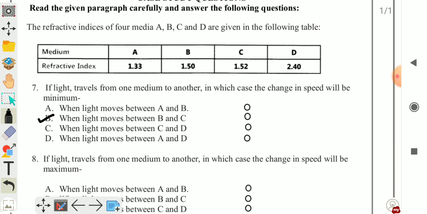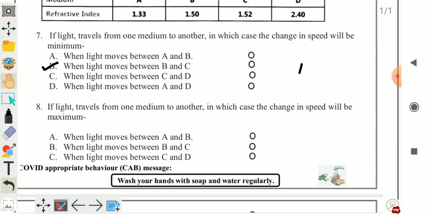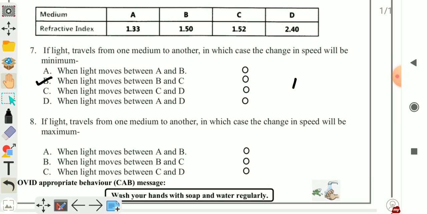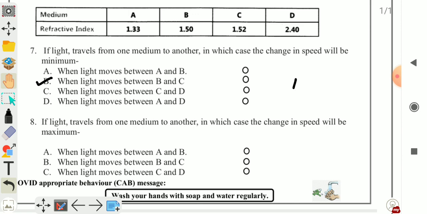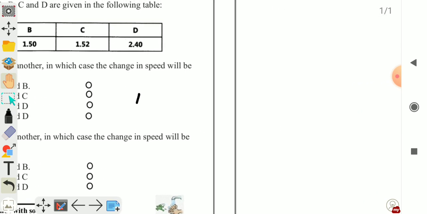Next question is question number 8. If light travels from one medium to another, in which case will the change in speed be maximum? So the change in speed will be maximum when the difference between the refractive indices will be maximum. So it will be A and D.